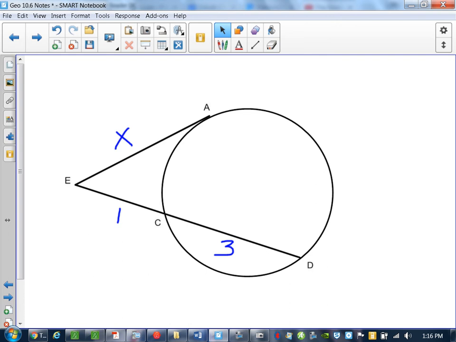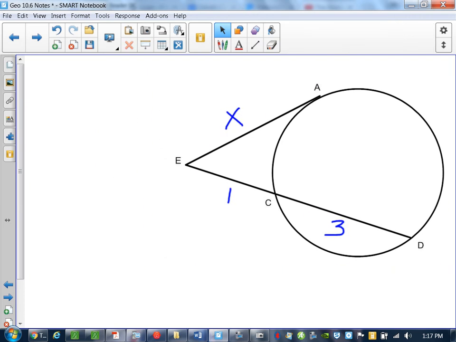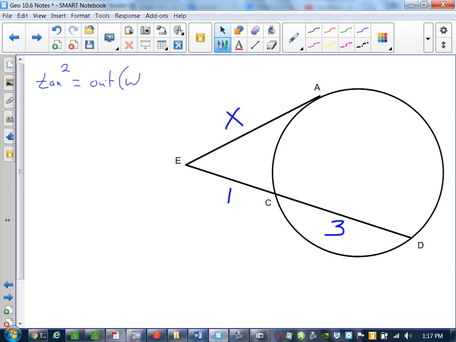Now, which of these two segments is the tangent one? It's the x, good. So I write it out in terms of outside times whole equals tangent squared. So I get tangent part squared is outside times whole. The tangent part is the x, so it's just x squared.